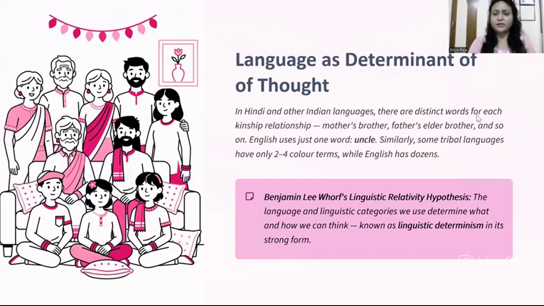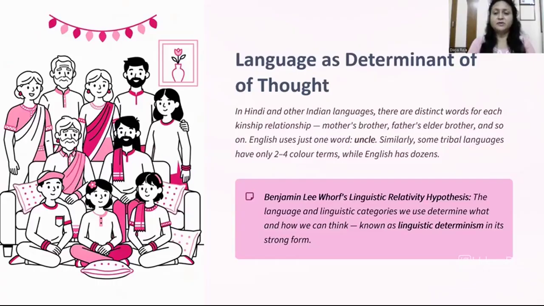So, the first thing, language as a determinant of thought. In Hindi and other Indian languages, we have many particular words for each relationship. For example, mother's brother and father's elder brother, father's younger brother, and it could be mother's sister's husband, father's sister's husband, and so on. We have different words for these relationships. Whereas in English, we use only one word, that is uncle.